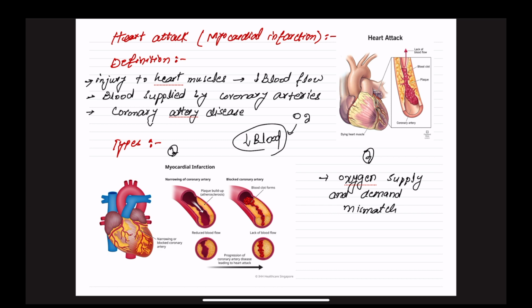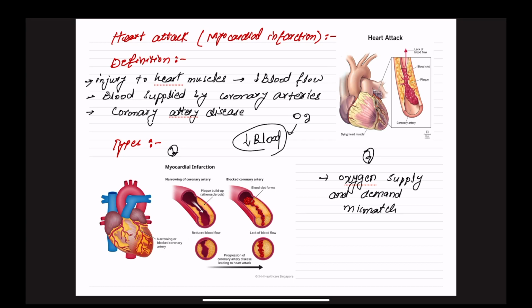Whenever this atherosclerotic plaque ruptures, fissures, or there is erosion of the plaque, then a process gets activated called thrombosis, which is simply blood clot formation. So whenever there is blood clot formation, it results in occlusion of the coronary artery and there is restriction of the blood flow again. So this is progression of the coronary artery disease leading to heart attack.